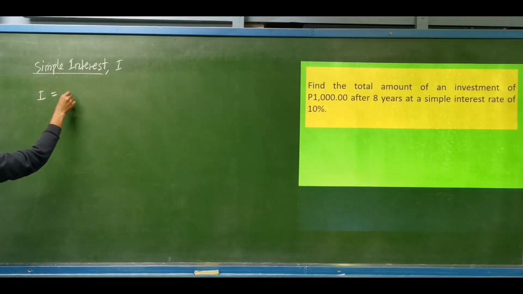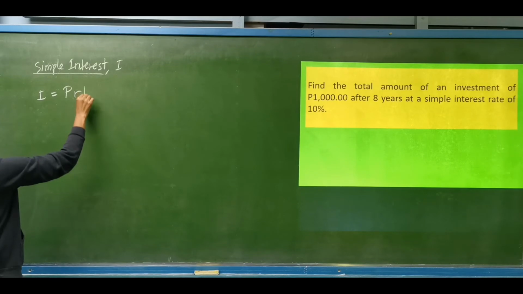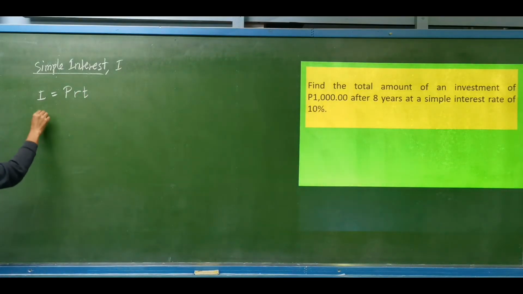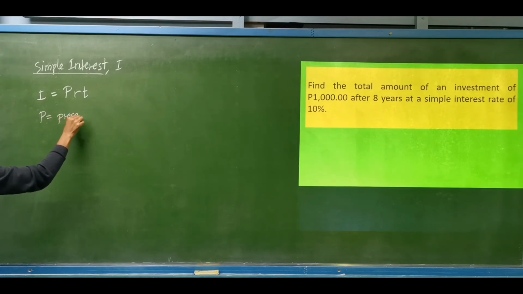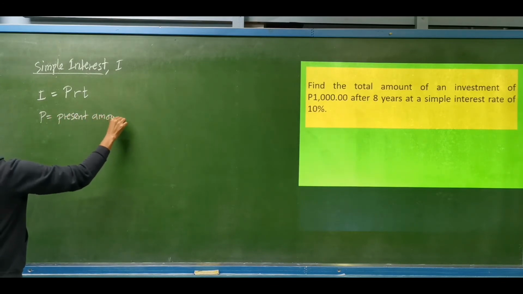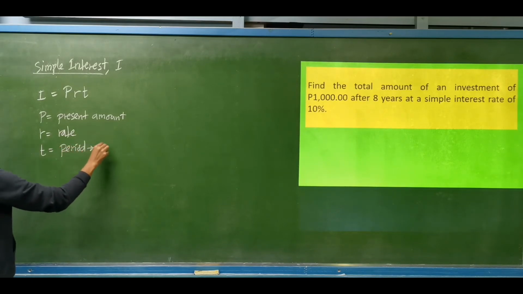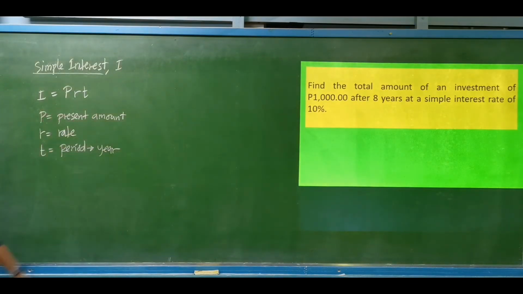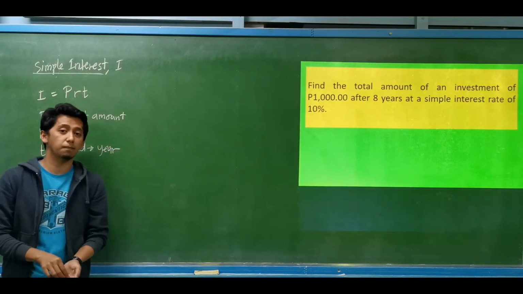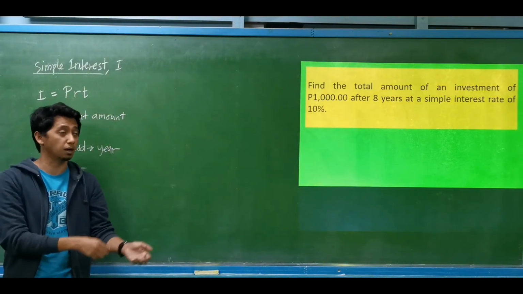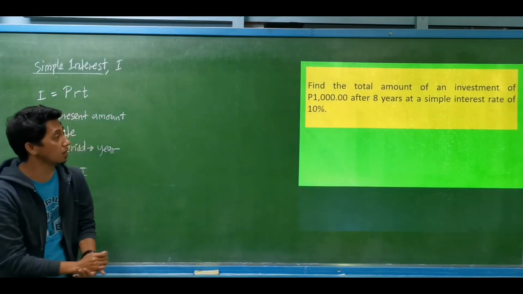The simple interest is equal to the present amount times the interest rate times the number of years. So P is your present amount or the principal amount. R is the rate, while T is for the number of periods, usually or supposedly expressed in terms of a year. So how to determine the future amount of money? The future amount is basically equal to your capital or your present amount plus the interest. Basically, interest is the amount of money earned by lending that money, from the point of view of a lender.